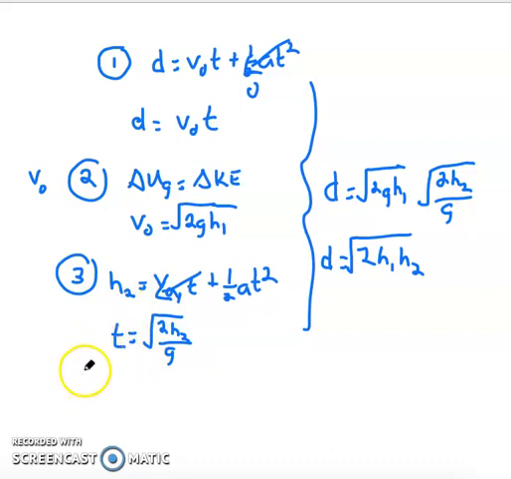Last question asks, what if we were to take this to the moon? How would D change? Well, now you can use the final solution. You see that g cancels out, so the moon has no effect at all.